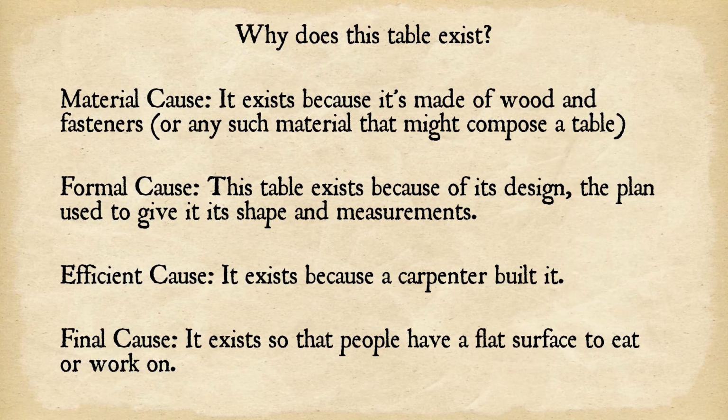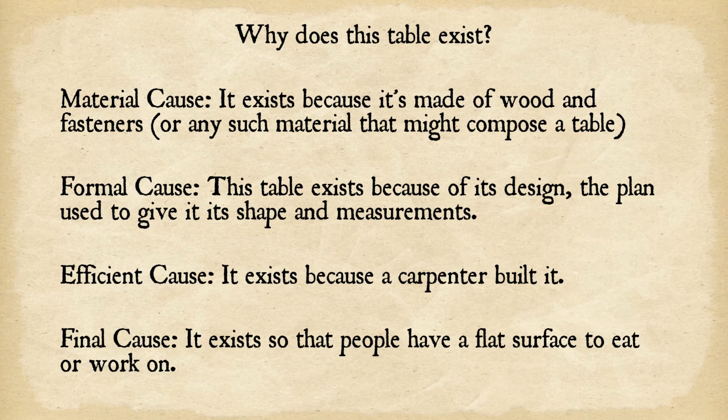So we can apply these four causes to get a better and more thorough understanding of something. Let's look at the question, why does this table exist? Taking a particular object, a table, and examining it under the four different aspects, the four causes. Well, its material cause, it exists because it's made out of wood and fasteners. That's the material, the matter of it, or any other such material that might compose a table. This particular table might be glass and metal, or it might be wood and fasteners. Depends on which one you're talking about. But that's what makes it what it is in a material sense.